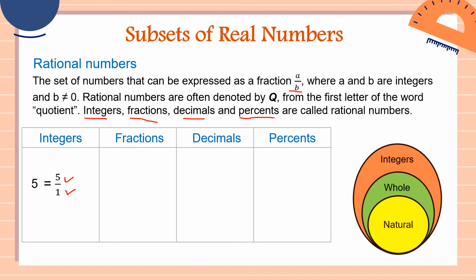Once again, class, fraction a over b. A rational number can be expressed as a fraction a over b. So therefore, you have your numerator and then you have your denominator. Just make sure that the denominator should not be equal to 0. So therefore, an integer 5 is also called a rational number because this 5 can be expressed as a fraction that would be 5 over 1.